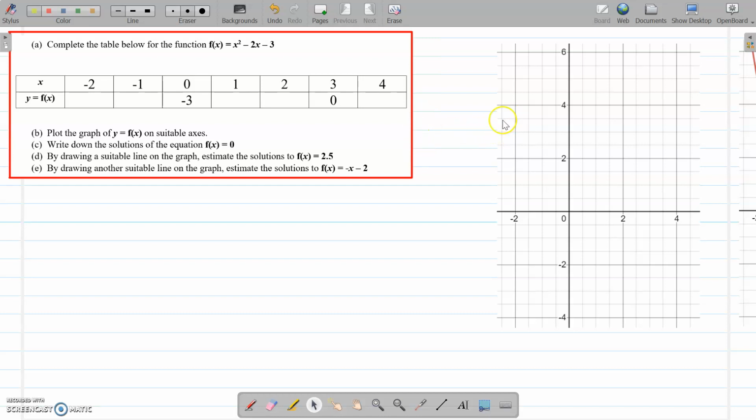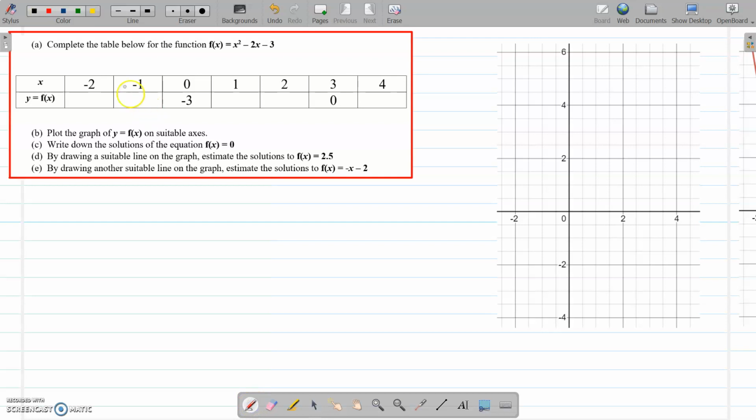Okay, welcome to this video where we're going to look at this exam question about filling in a table of values and then plotting the graph of a function which is defined here. We're also going to answer various questions relating to solutions of graphs that cross the graph of this function. All right, one thing at a time.